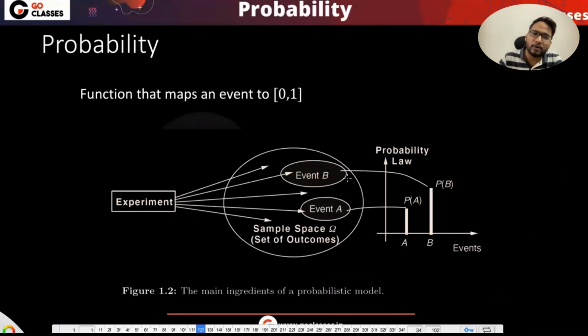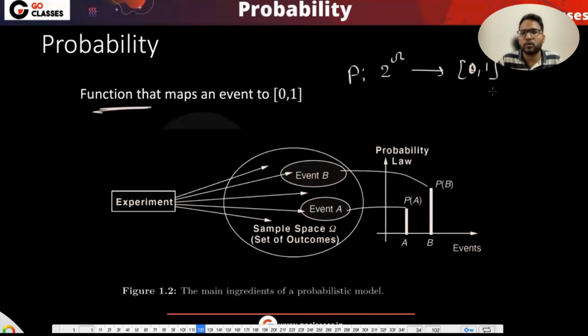So let's define the probability. Probability is basically a function that maps an event to [0, 1]. This function is generally denoted as P, this is your domain and this is your range, which means you are going to take any event and map it to [0, 1].